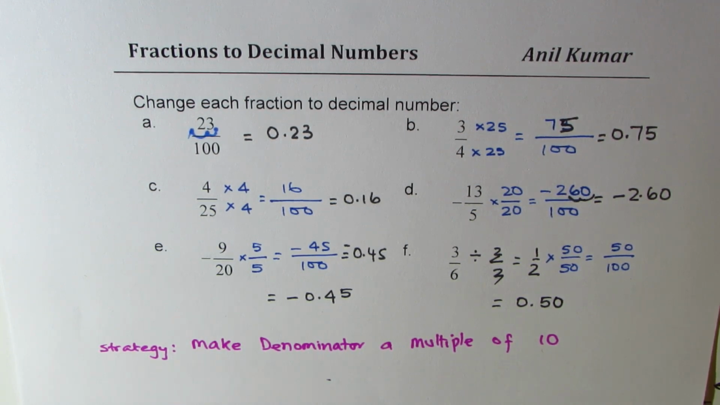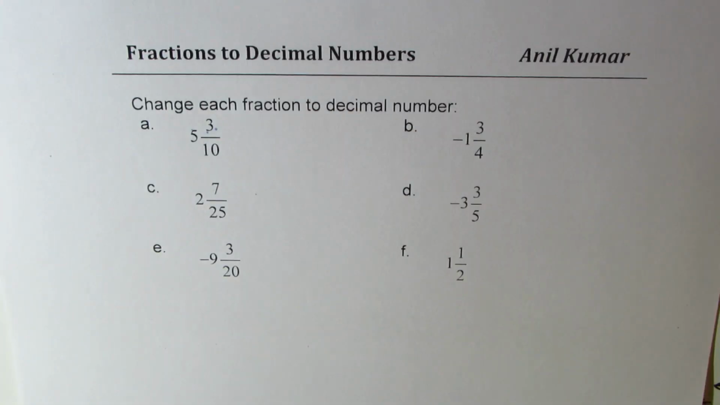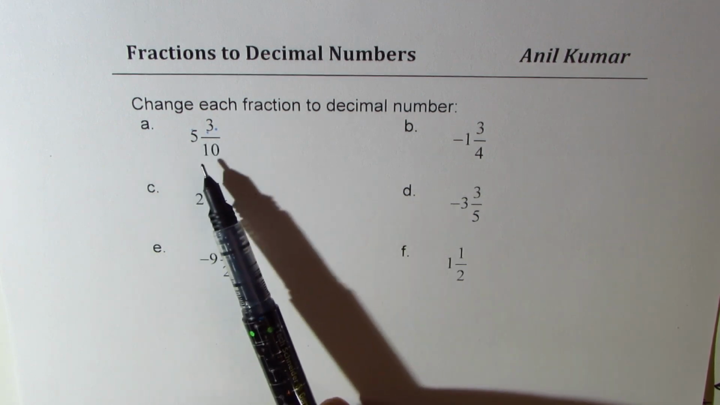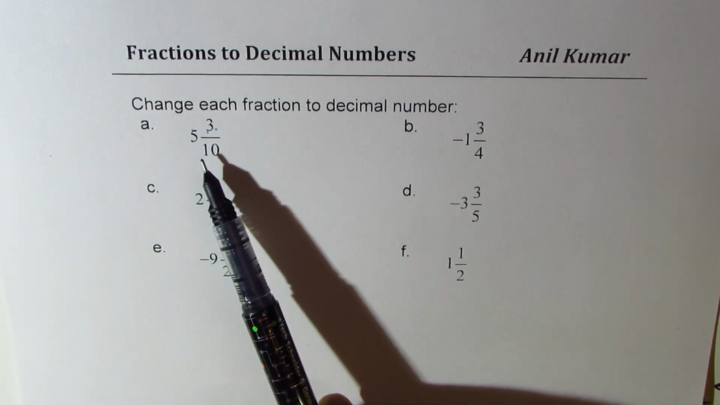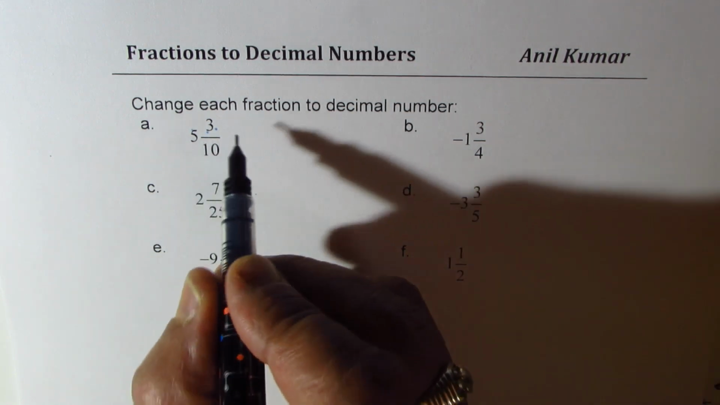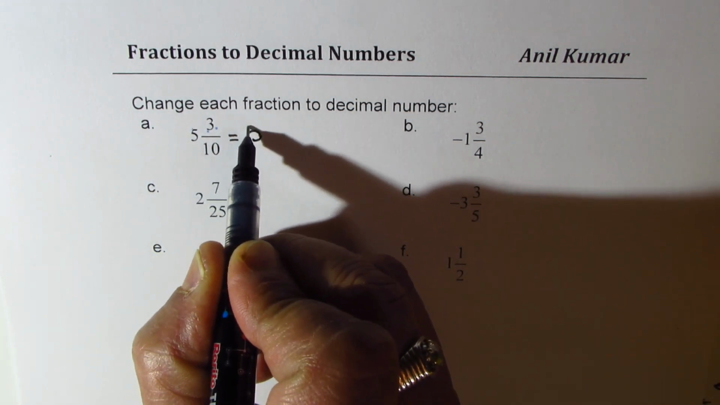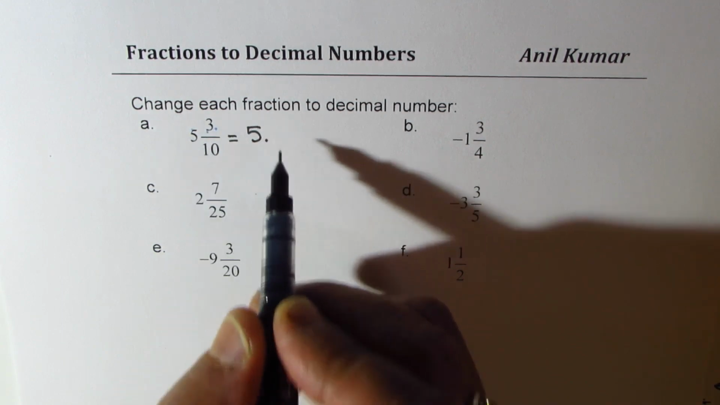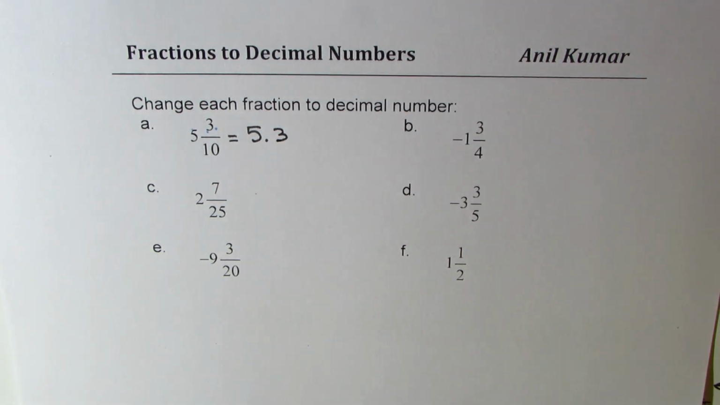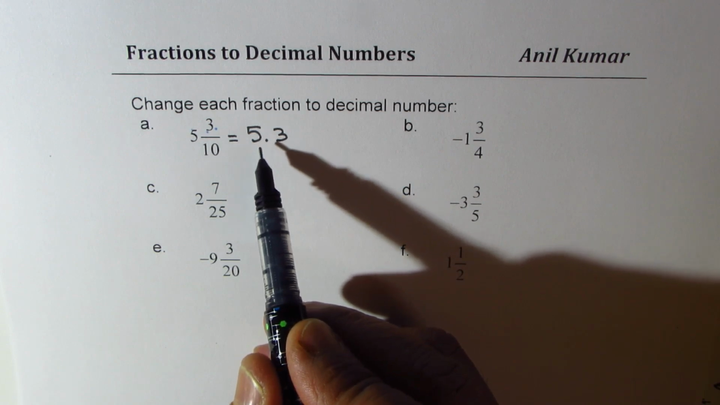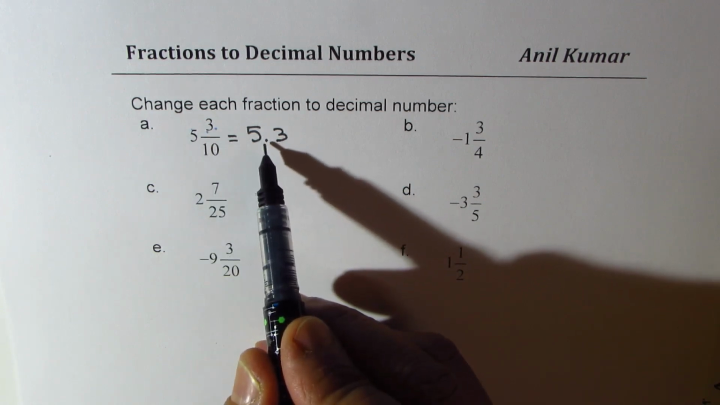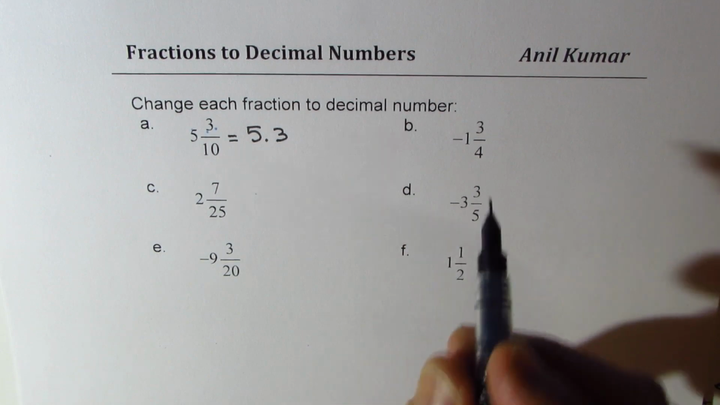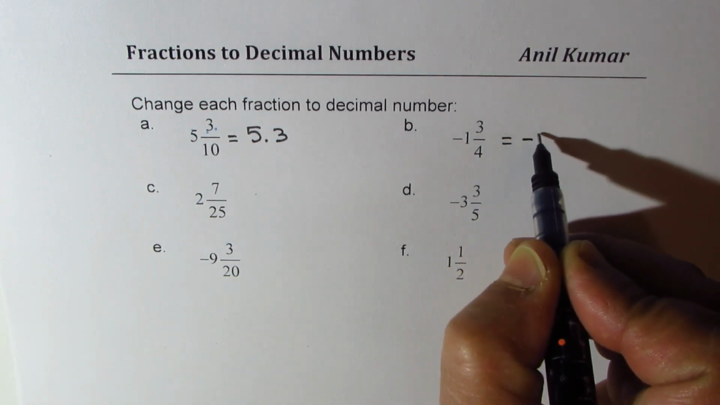Now let's take more examples. These are slightly difficult. We now have mixed numbers. 5, 3 over 10. Now 5 is a whole number. So this could be written as 5. 3 over 10 is 3 divided by 10, which is 0.3. So it could be written as 5.3. So I hope you're getting this idea. Now in such cases, mixed numbers, the whole number is before the decimal, right?